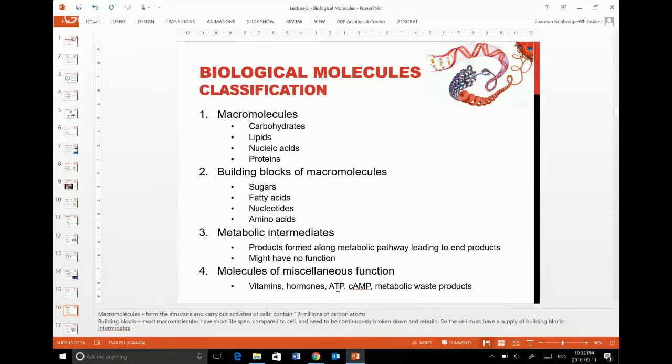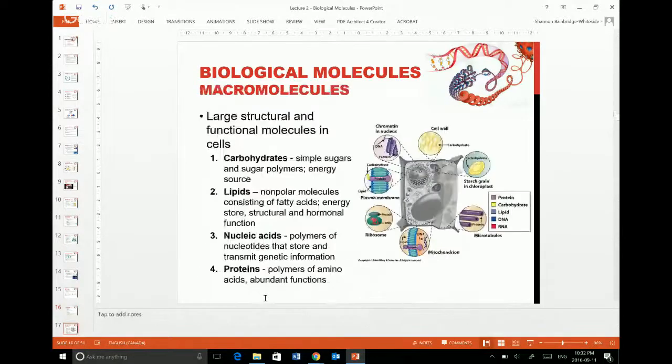This is how we are essentially shuttling energy around the cell. But it also includes things like vitamins or cofactors that might be needed in order for some of the metabolic pathways to take place. So let's talk about the first class of macromolecules. As I said, these are large structural molecules that have function. And there are four categories that you can see here.